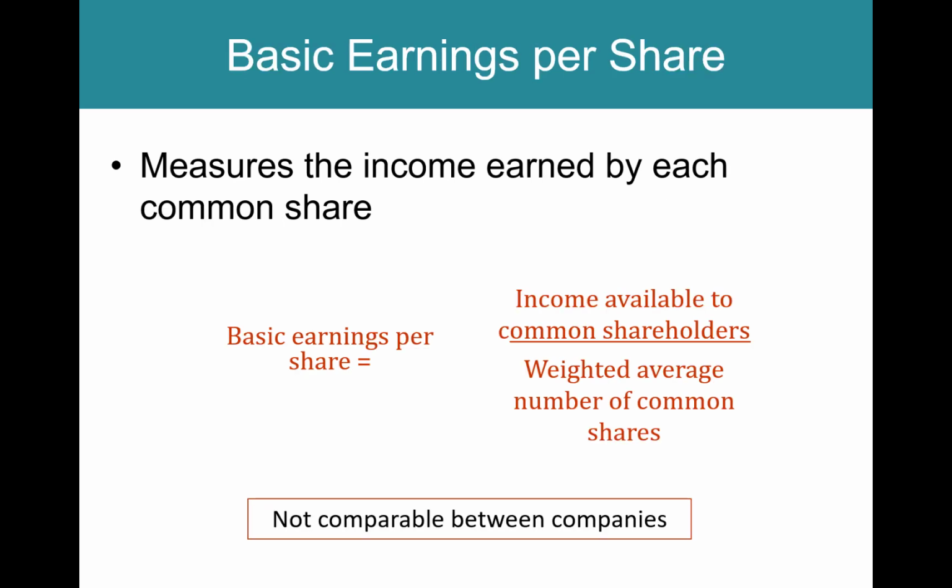Basic earnings per share measures the income earned by each common share and is calculated by taking the income available to common shareholders. And I'll talk about that in a couple of minutes here, but we have to subtract any preferred share dividends from net income because that isn't available to common shareholders. And we divide by what's called the weighted average number of common shares outstanding. This isn't comparable between companies because the number of shares does differ, but it is a very useful measure for knowing, at least within a company, how the earnings per share changes year over year.